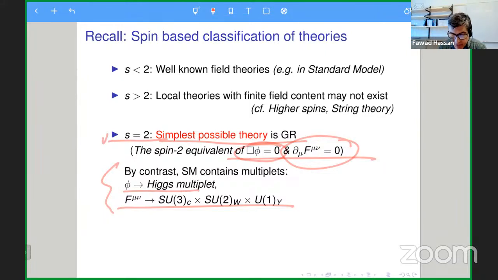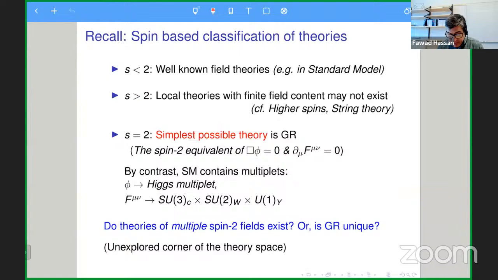And the only theory that we know very well is GR. But this dichotomy with the standard model tells us that maybe you need more than GR. Can you actually construct something more complicated or not? So the question is, do theories of multiple spin 2 fields, theories that have a structure closer to the structure of the standard model, actually exist or not? Or is GR unique? This is just a mathematical question.